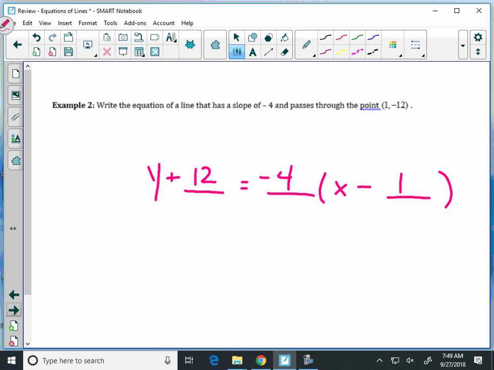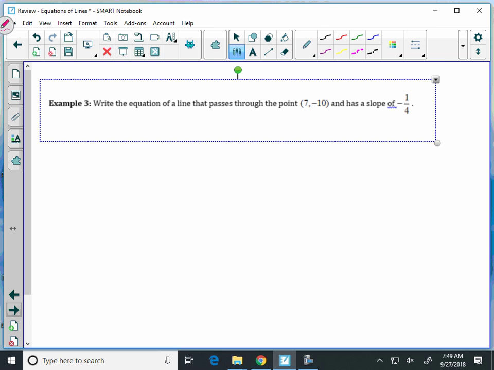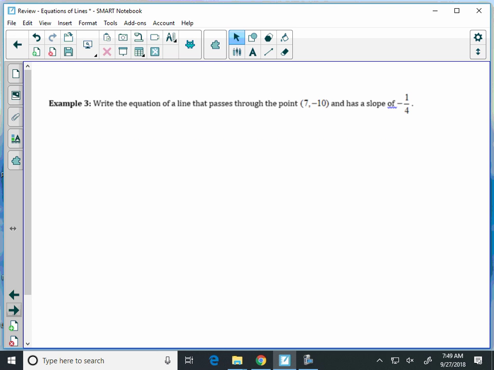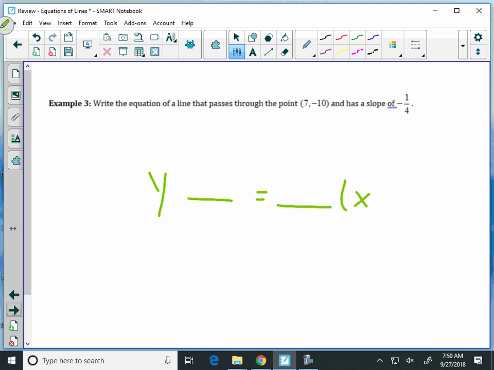Okay. Hard part is remembering to change the signs, I think. Then we take a look at example 3. Says write the equation of a line that passes through the point 7, negative 10, and has a slope of negative 1/4. Writing an equation of a line. Y blank equal to blank x blank.